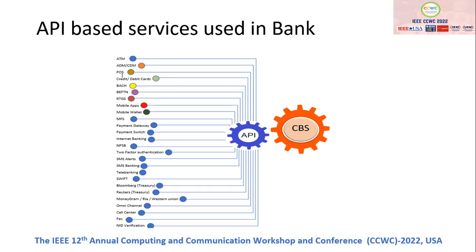When a customer opens an account at the bank, we need to verify the customer's identity. At that time we need to call some external API, like NID verification, which is a government solution. We need to call that government API to verify the national ID card of the customer. All these types of APIs are quite common in Bangladesh. We'll give more highlights on how we can secure these types of APIs in the banking system.